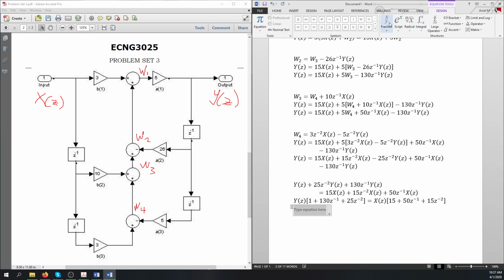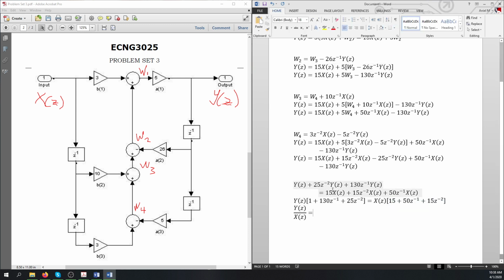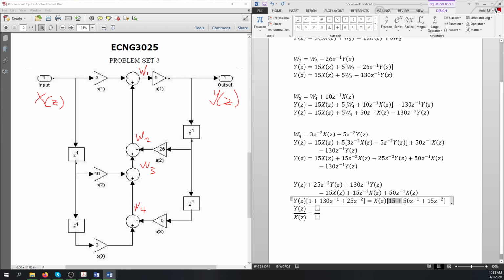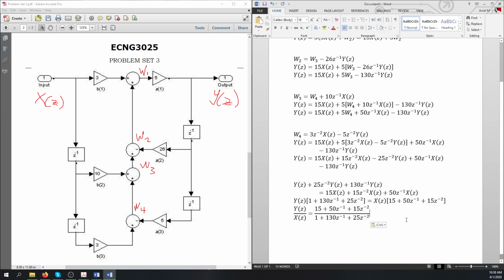So the last thing we want to do here is to organize this into a transfer function, which is going to be y of z divided by x of z. The x of z terms here will be on the numerator, because we're cross multiplying in this case. So this is in terms of fractions. This part here would be on the numerator, and this part here would be on the denominator. And that is how we obtain our transfer function accordingly.